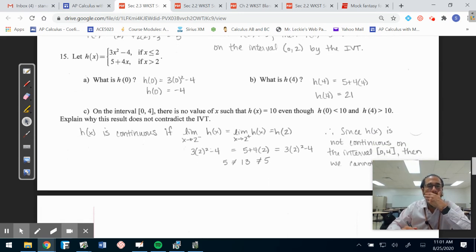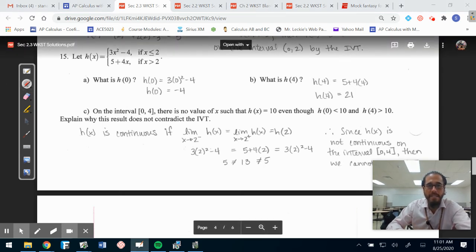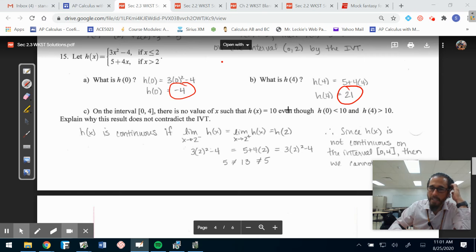All right, h of x. h of 0 means I use the top piece, right? h of 0 means I use the top piece and I get -4. Okay, h of 4 means I use the bottom piece. I get 21. Okay, it says from 0 to 4. There is no such value of x that h of x equals 10, even though, what? Explain why this result does not contradict the IVT.